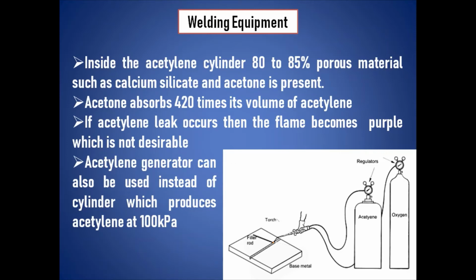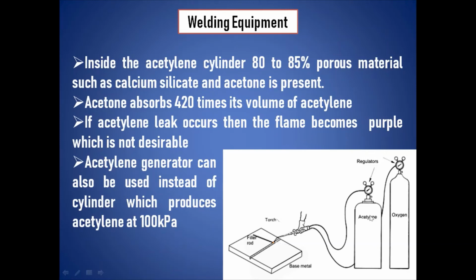Then there is a filler rod to fill the gap between the joining metals, and the filler rod is generally of the same material that we are going to join, which is called the base metal. There are other welding methods that we are going to discuss in the next slide: forward welding and backward welding. And inside the acetylene cylinder, there is some absorbing porous material like calcium silicate and acetone.